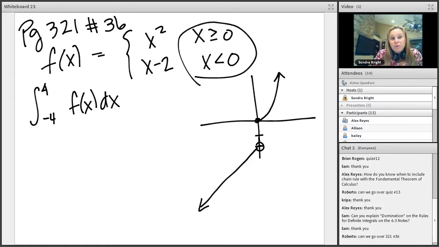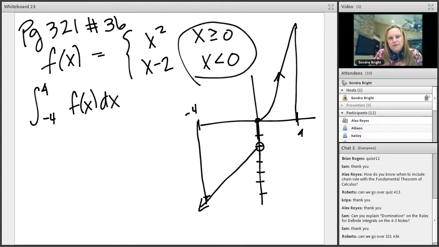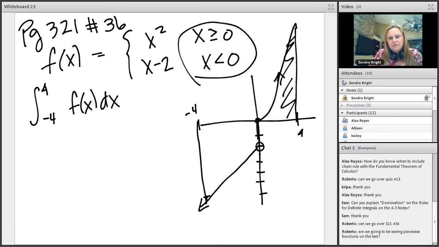And then if we only want from -4 to 4, well, when x is -4, we end up at -6. So let's say here's -4, and then to 4, so yeah, that's going to be way up there. We want all of that guy, which goes way up higher than that. Okay, so we want this area here.